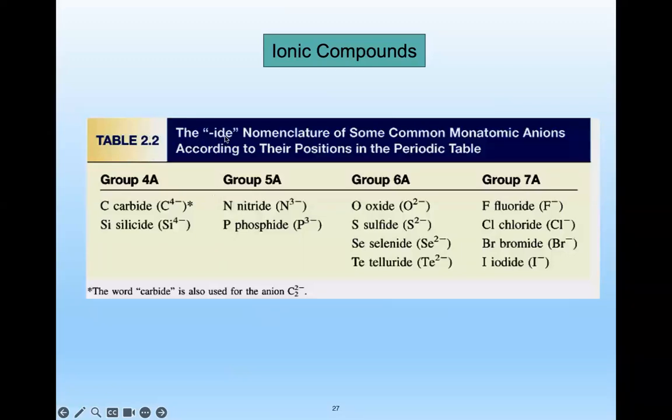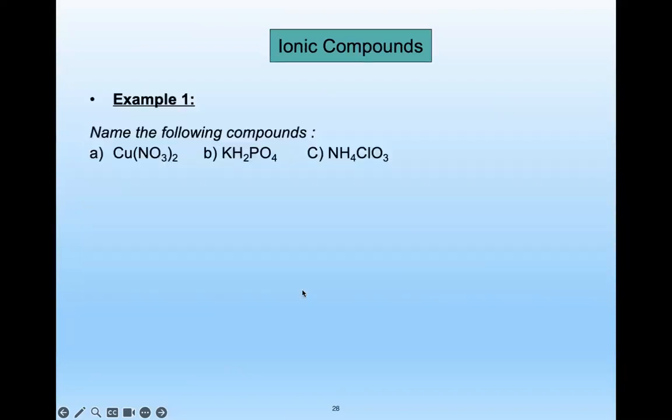So table 2, it is about nomenclature of some common monoatomic anions according to their position. Like, for example, C, carbide, N, nitride, P, phosphide, O, oxide, S, sulfide, Se, selenide, etc. So this is group 4A, 5A, 6A, 7A. The word carbide is also used for the anion C2, 2 negative. This is the ionic compound.